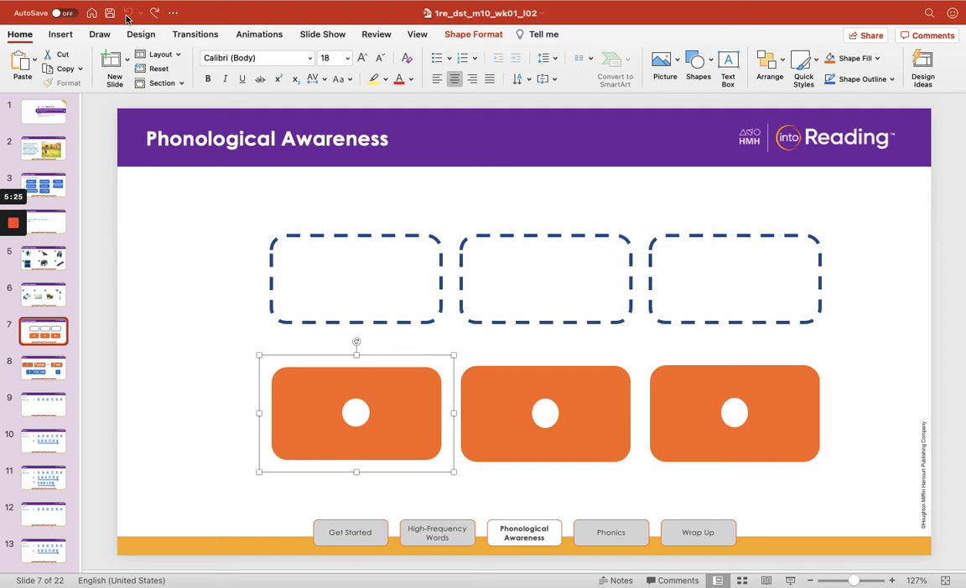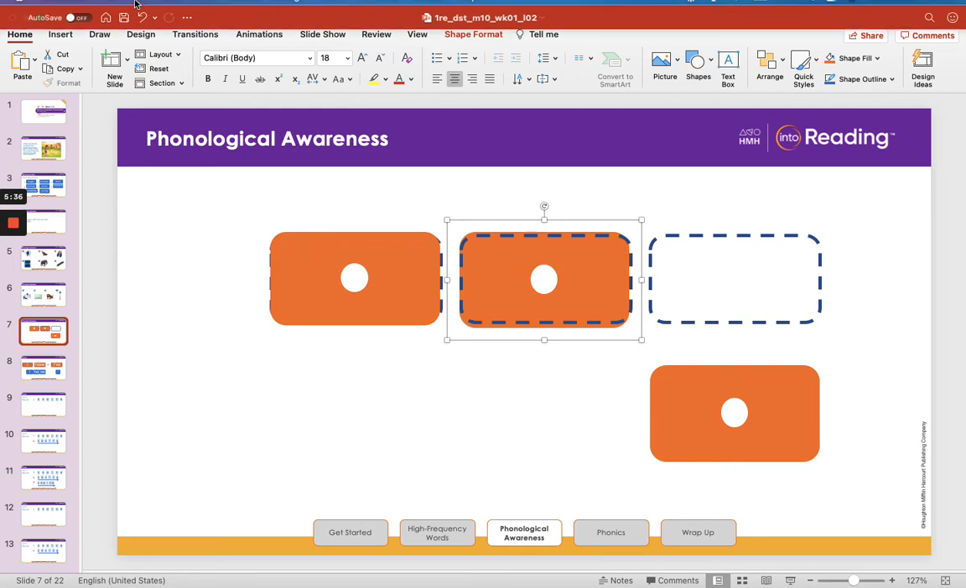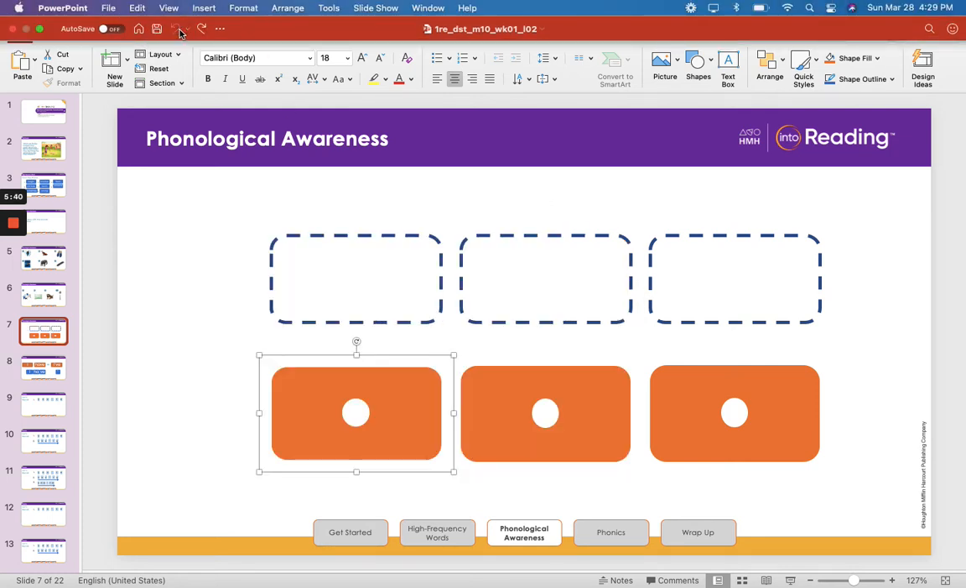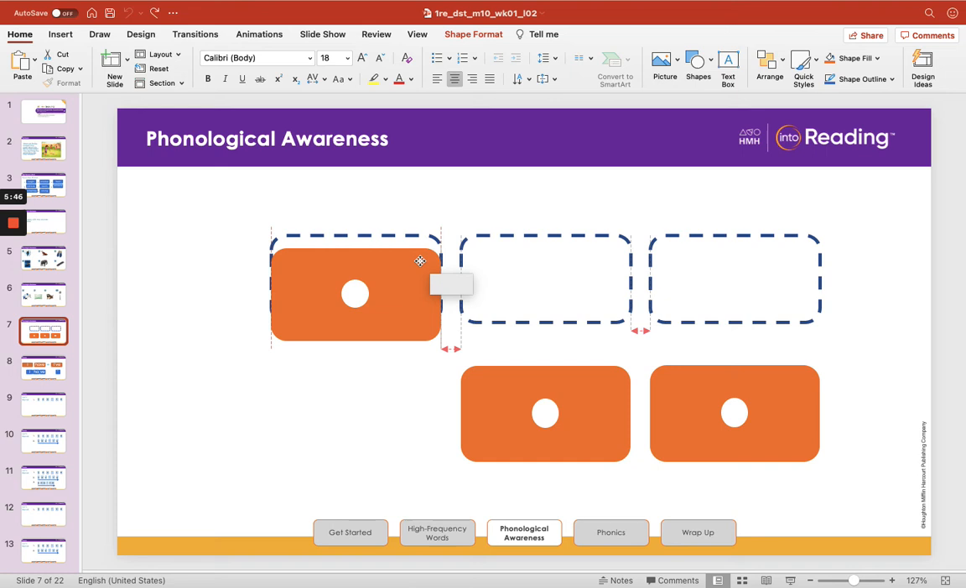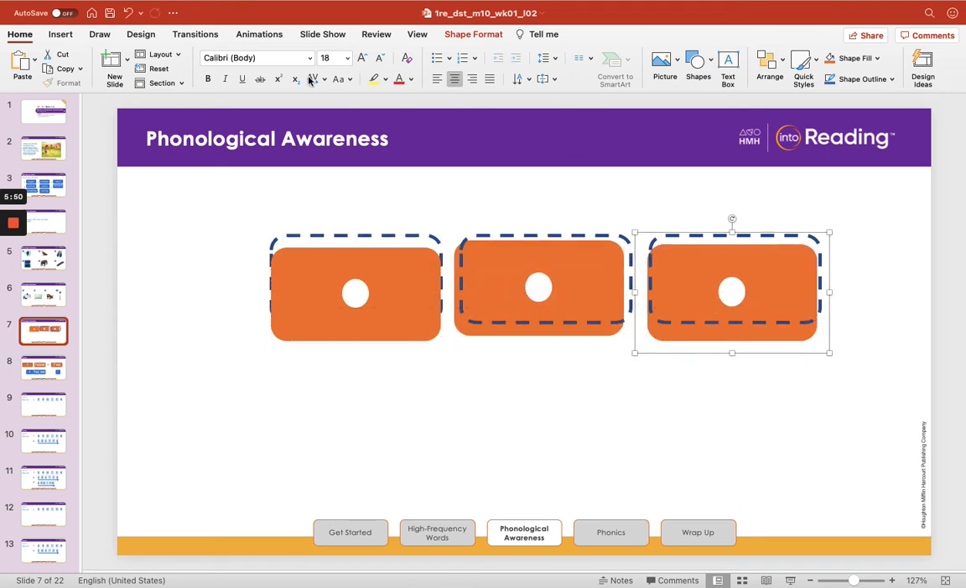And amaze. How many syllables is amaze? A-maze. Two syllables. A-maze. All right, but what if my word is amazement? Amazement. And I can move a tile for each one. Amazement. That's a three-syllable word.